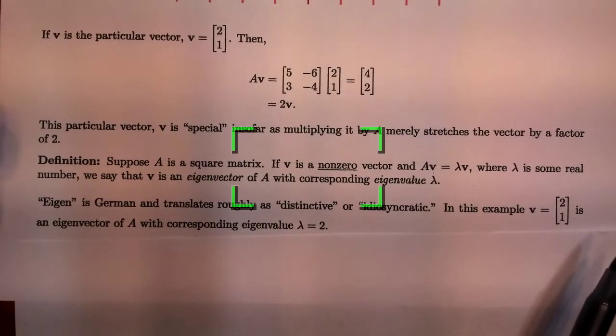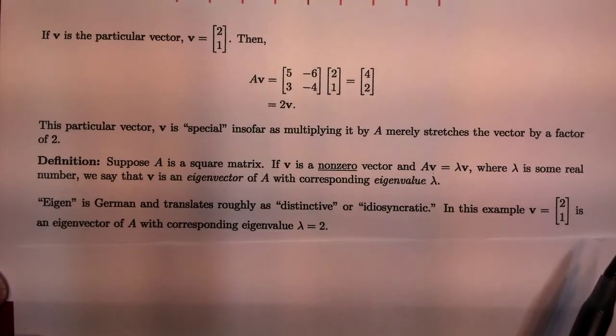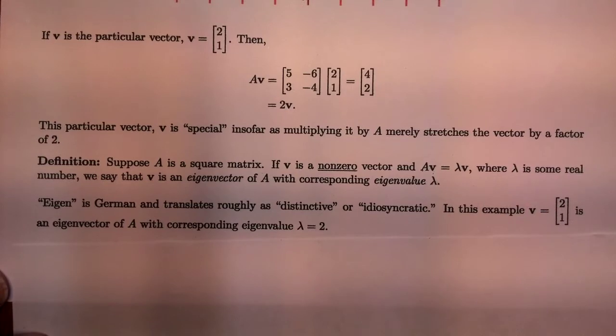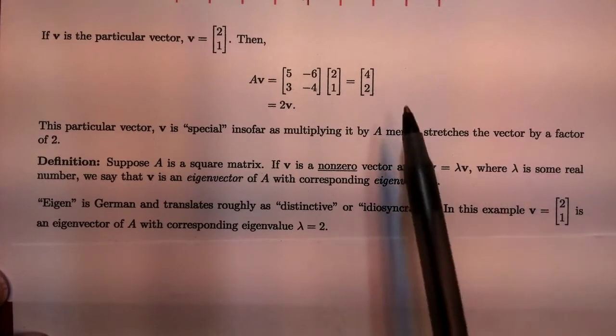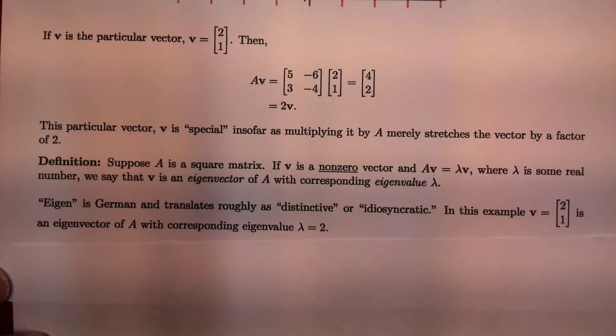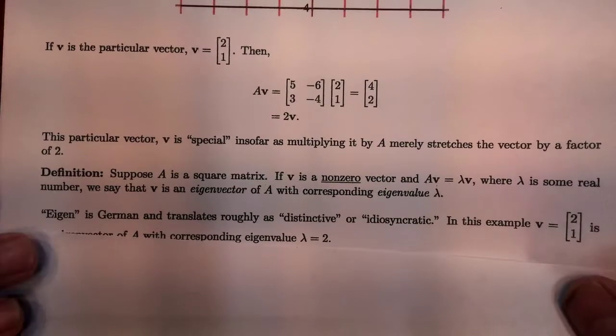Now, where does eigen come from? It's eigen, not eigen. Eigen is German and it translates roughly as distinctive or idiosyncratic. In the example above, 2, 1 is an eigenvector of A with corresponding eigenvalue lambda equals 2. So how do we calculate these eigenvectors and eigenvalues?